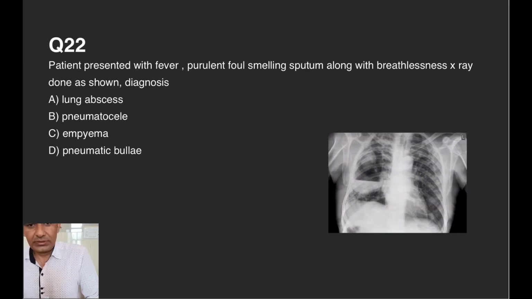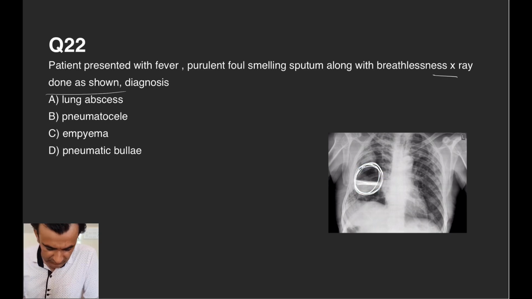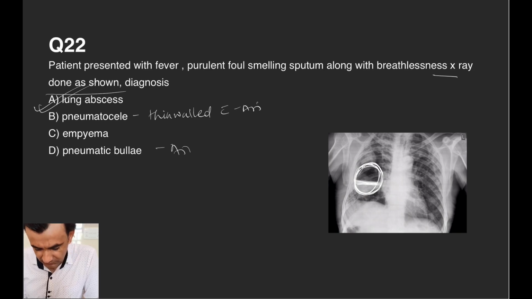Spondylolisthesis. This is the last question. Patient presented with fever, purulent foul-smelling sputum along with breathlessness. X-ray was done. Diagnosis. So you can see a clear cavity with air fluid level. This is lung abscess. Pneumatocele has a thin wall structure with air. इम्पाइमा में भी एयर, बुल्ला में भी एयर होगी, इसमें एयर नहीं होगी. सो दिस इज वन एब्सेस.